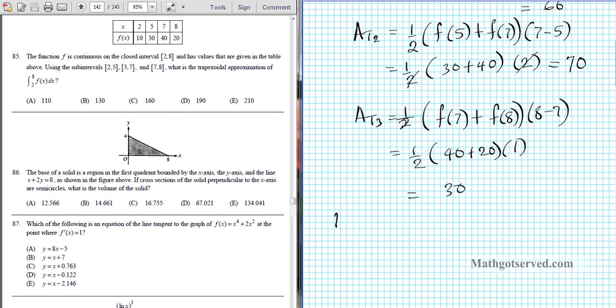So the area under the function, approximated with trapezoids, is approximately 60 plus 70 plus 30, which is approximately 160. So that's your answer for the trapezoidal approximation of the area under this curve. All right, so there you have it.